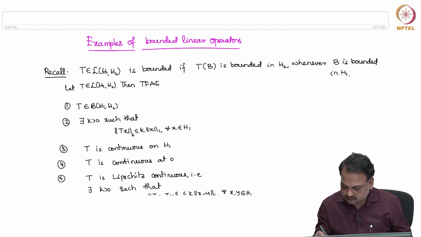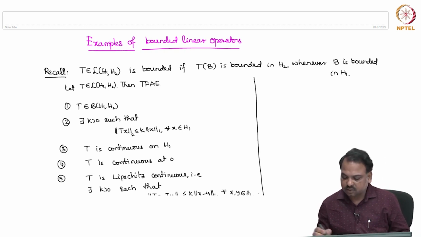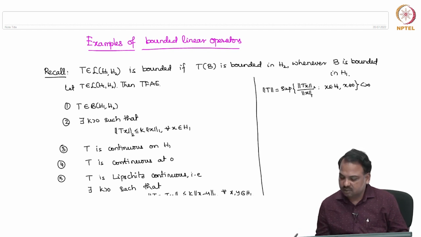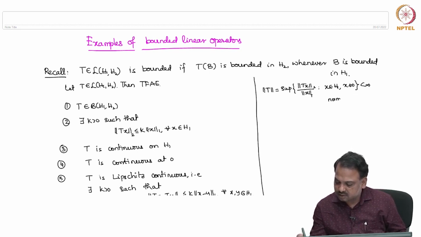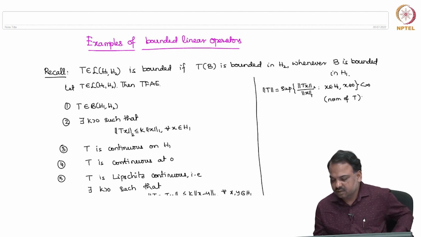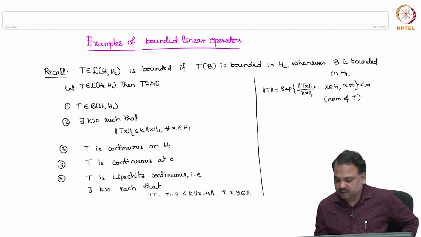This is one of the important results, and we have seen that when T is bounded, this quantity we defined as supremum of norm Tx by norm x, where x is in H1, x not 0, is finite, and we have called this the norm of the operator, or operator norm of T. And we have shown that there are equivalent formulas for the same definition of norm.